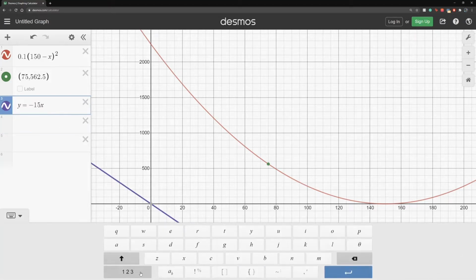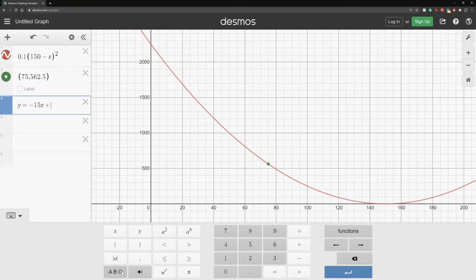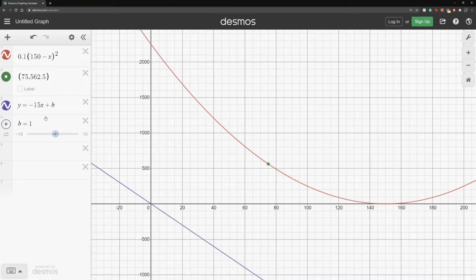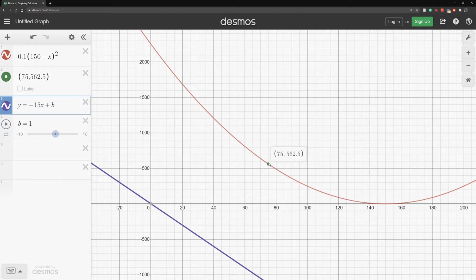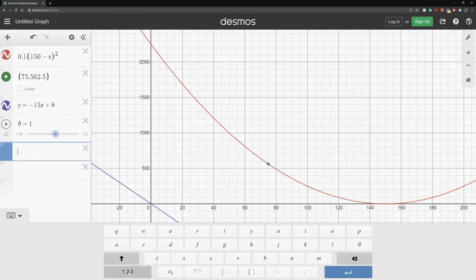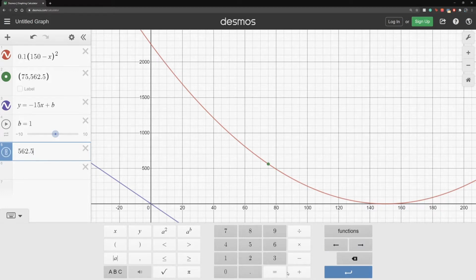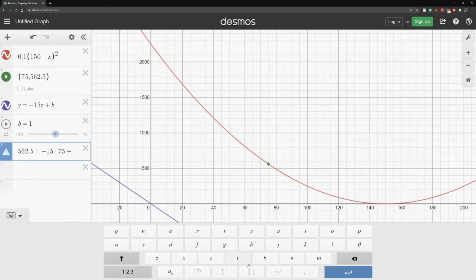So now to solve this issue, we actually need to add a b value, right? Because an equation for a line would be found by y equals mx plus b. To find b in this scenario, we could substitute values into the equation that we know are true. For example, this is the point that we know, right? We know that x is 75 and y is 562.5. So let's put those in. So 562.5 equals -15 times 75 plus b.